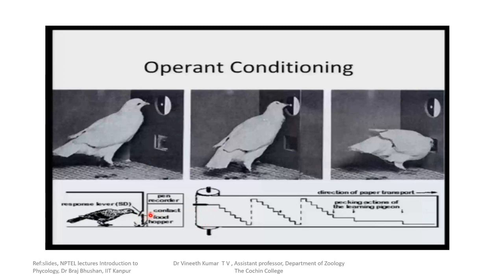So you can see here, this particular disc is also attached to an electrode, and that is connected to a smoke drum, so that the extent or the impression of the pecking will be recorded here. Without getting the food, the pecking decreases, and when it gets the food, again it increases, it starts pecking, it gets the food, again it increases, again it decreases, and it goes on.